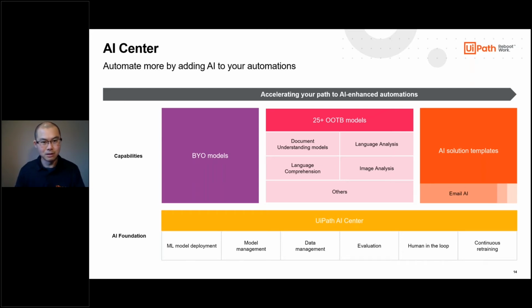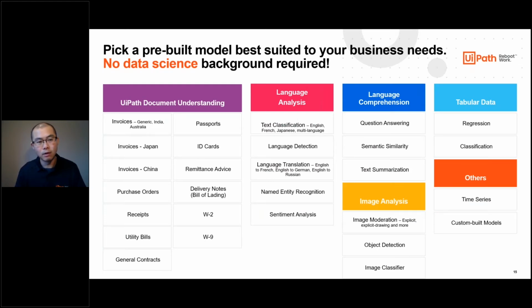Let's go into some of these models here. So, we talked about how we have over 25 models integrated out of the box. And you can see some of the types of models that we have here. Even going back to document understanding, you can see that we have models available for a number of different common document types, from things like various invoice types, including Japanese invoices or Chinese invoices, through to something like contracts or ID cards, remittance advice, delivery notes, even some common forms that we're hearing a lot of requests for from some of our customers, like W-2s and W-9s.